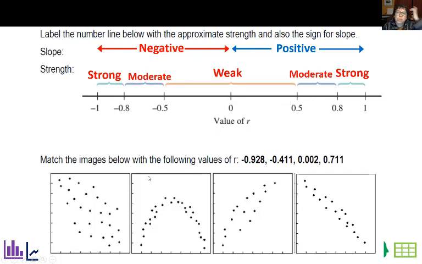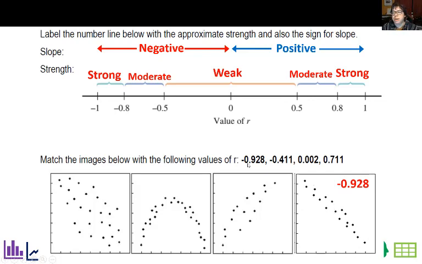Now we're going to try and match the images here to these different correlation values. If I have a negative here, that needs to be a negative slope. So it's either this one or that one. But it's -0.928. Is that in the strong, moderate, or weak? That's definitely in the strong area. So I would put it on this one, which has a much stronger linear fit.